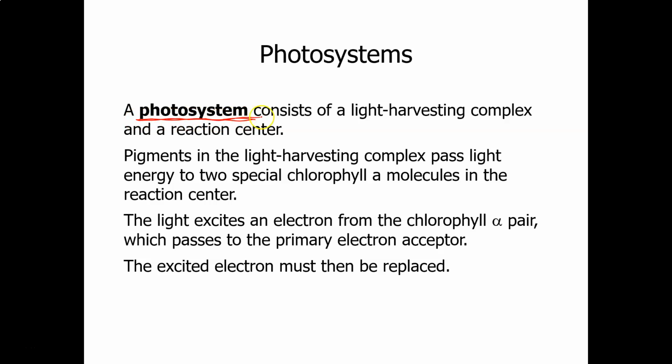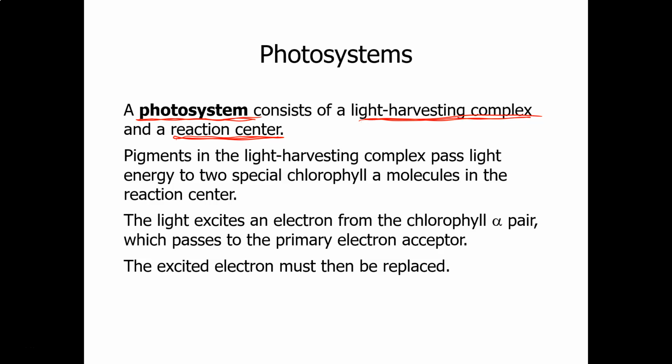So let's talk about what a photosystem is specifically. We have photosystem 2 and photosystem 1 during the light-dependent reactions. A photosystem consists of a light harvesting complex and a reaction center. So the antenna pigment molecules, and the reaction center, which contains a molecule of chlorophyll A. Pigments in the light harvesting complex pass light energy to 2 special chlorophyll A molecules in the reaction center.